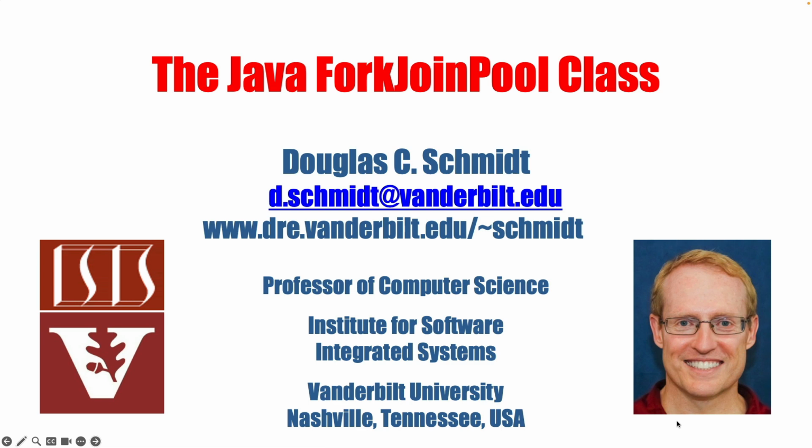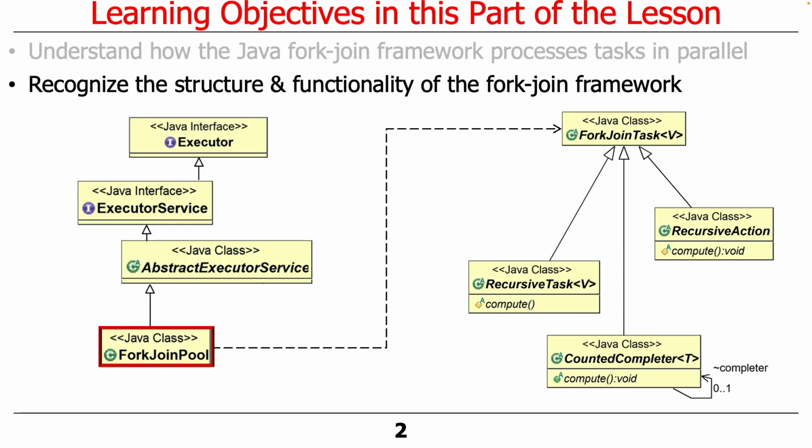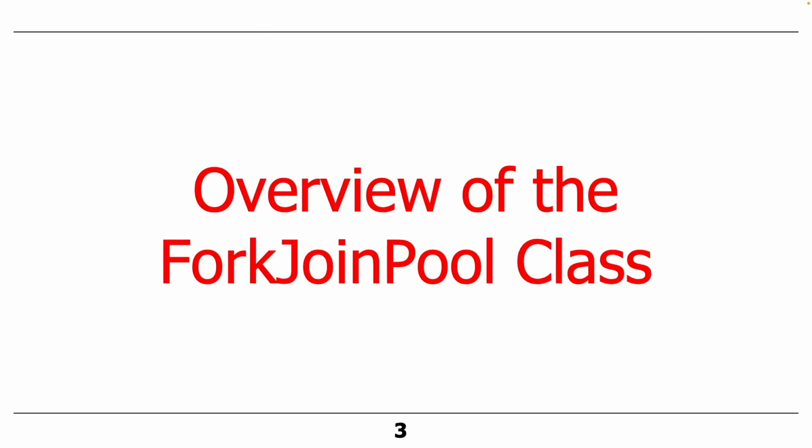So now that you know a bit about the ForkJoin framework and its overall goals and its overall design and the paradigm it supports of divide and conquer, let's start talking about some of the classes that you'll have to use when you program with it. And we'll start off by talking about the ForkJoinPool class.